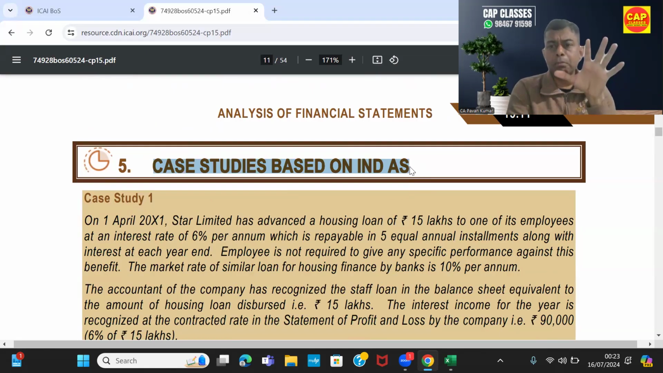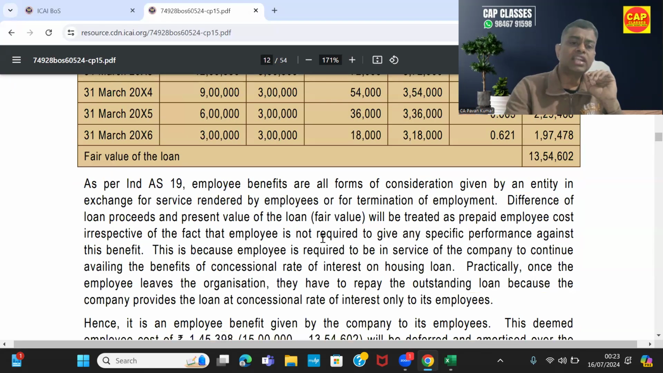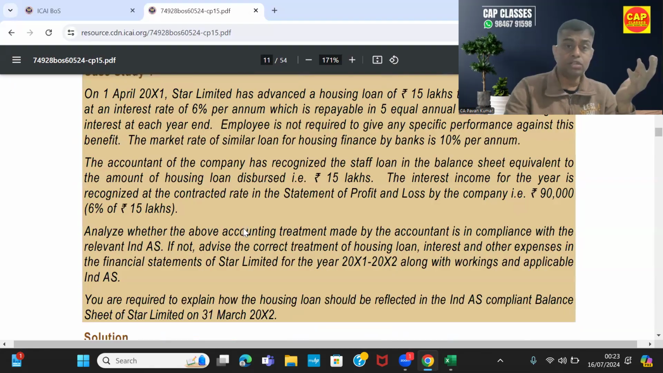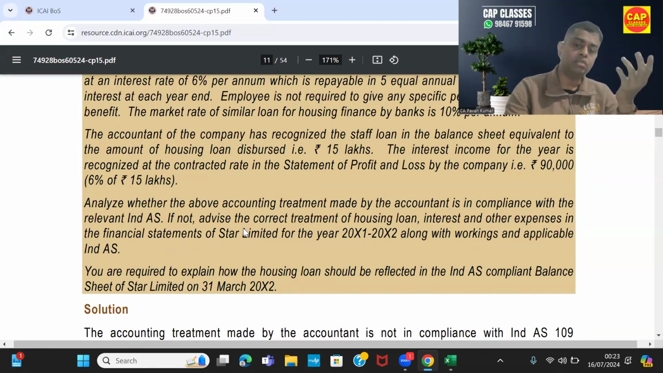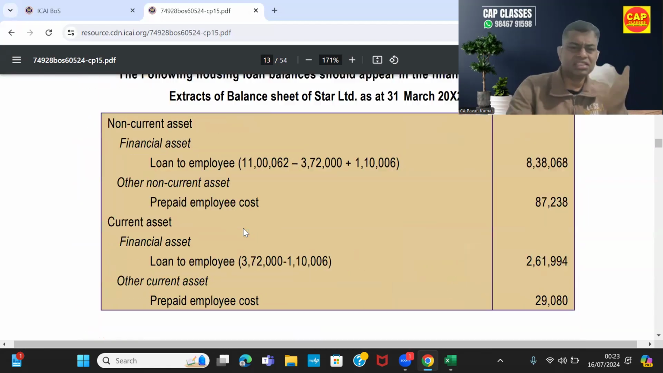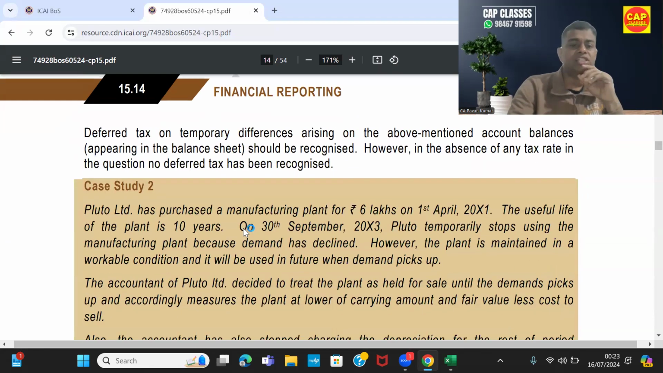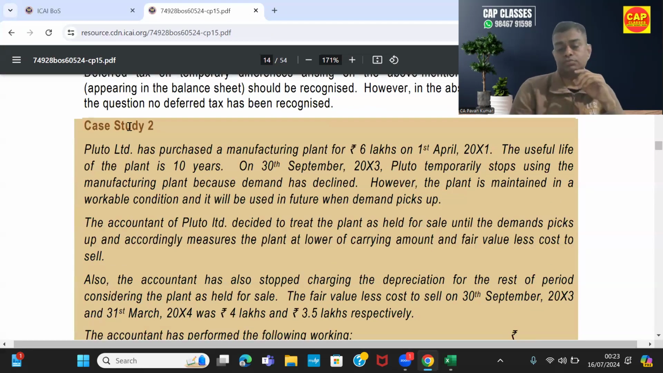So again, there are mistakes done by the accountant. There are mistakes done by the person who is compiling or preparing financial statements, and we are going to identify the mistake, analyze the mistake, rectify the mistake. That's it. So case study 1 starts on page number 11, then it runs into pages 12, 13, 14, 15. Ind AS 109 is there, and there are so many other standards involved that runs into some 3-4 pages. We'll start with case study 2, which is simple.